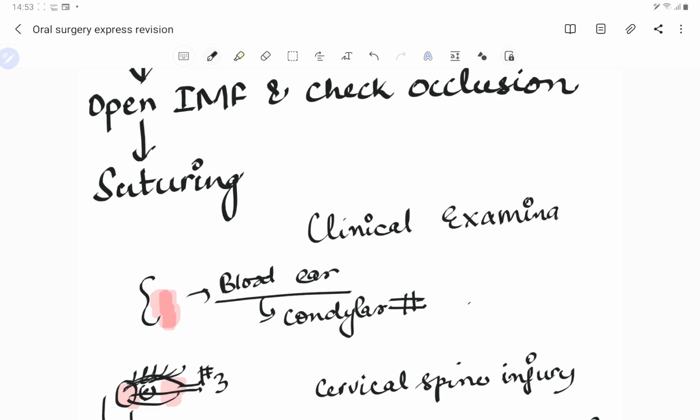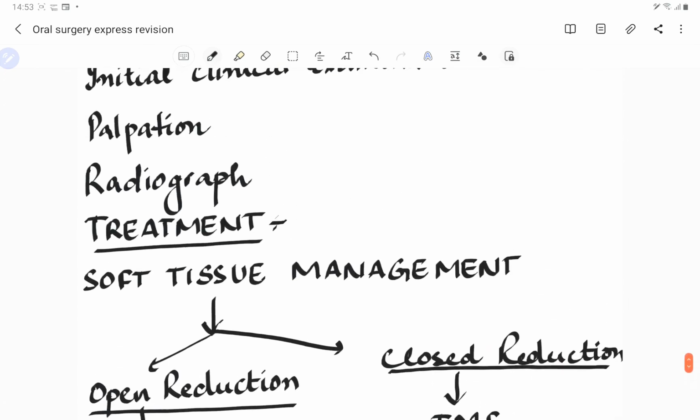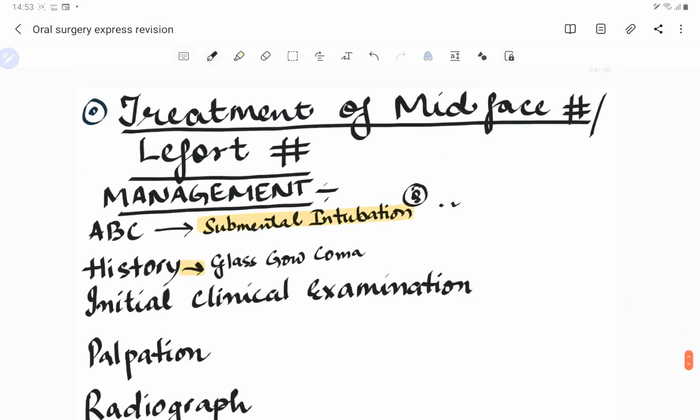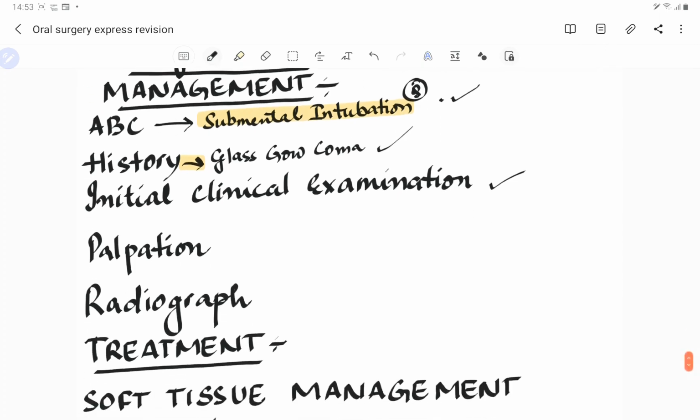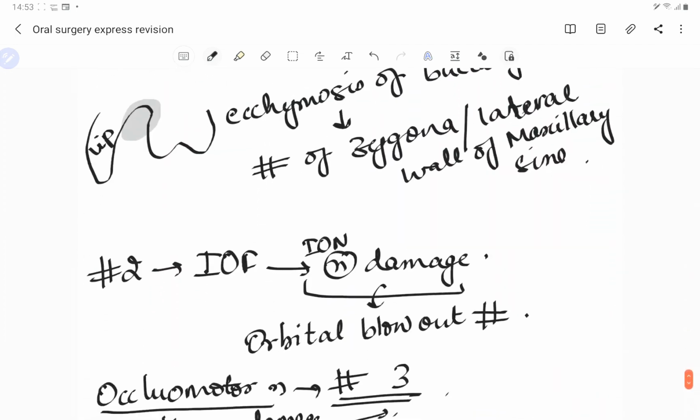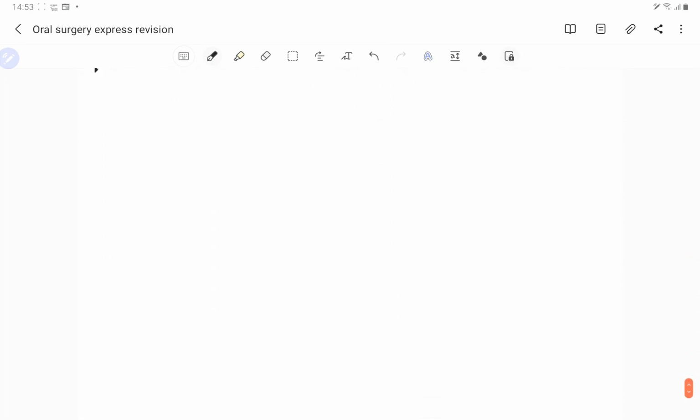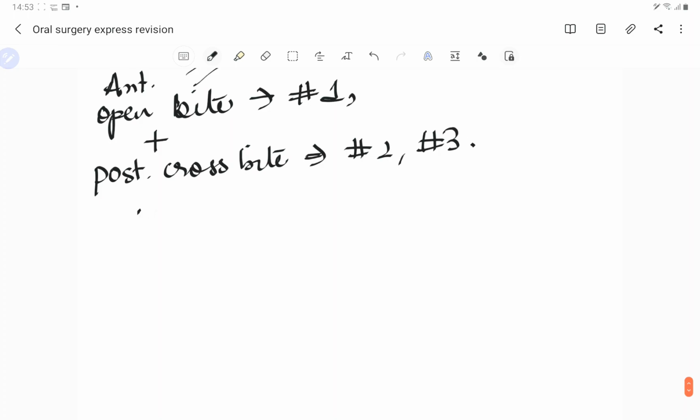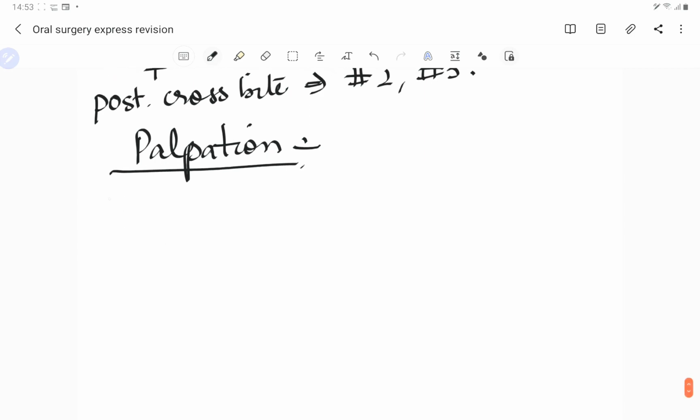We have to examine the patient clinically. So we have to maintain the airway, breathing, circulation, take the history, Glasgow Coma Scale, then we do the clinical examination. Then, guys, we do the palpation. So let's talk about the palpation. The first thing which should be palpated is the frontonasal suture.